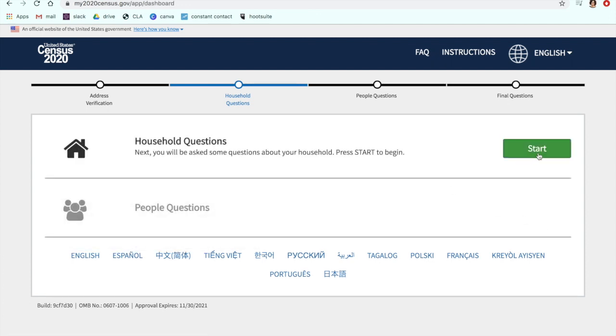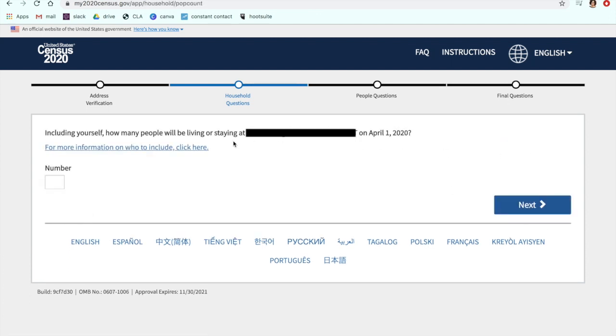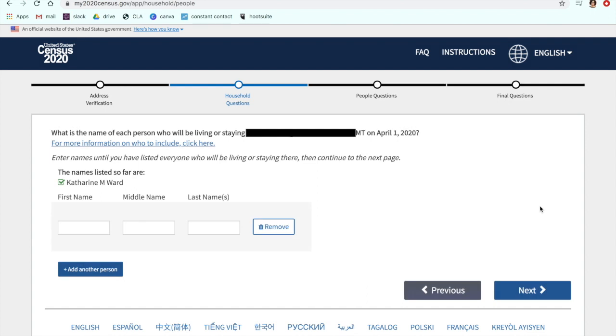Okay, so we're going to start with the household questions. Including yourself, how many people will be living or staying at this address? I'm going to have 2, my partner and I. We're not counting our cats. We don't have any babies. Here are the names listed so far. So now I'm going to write my partner's name.